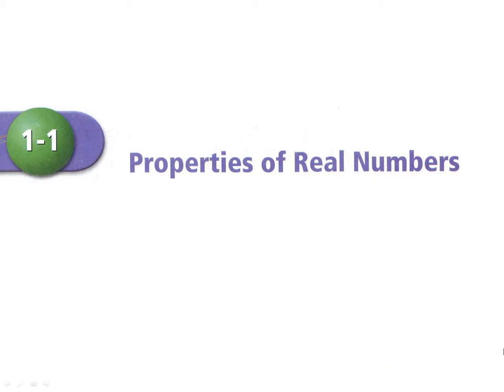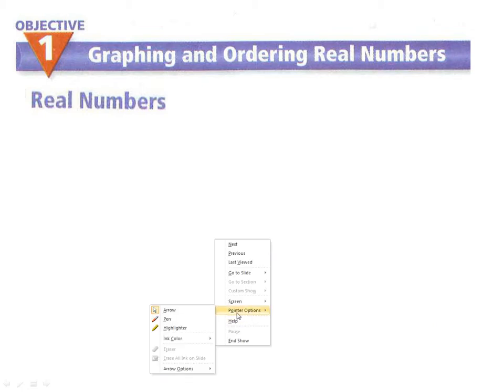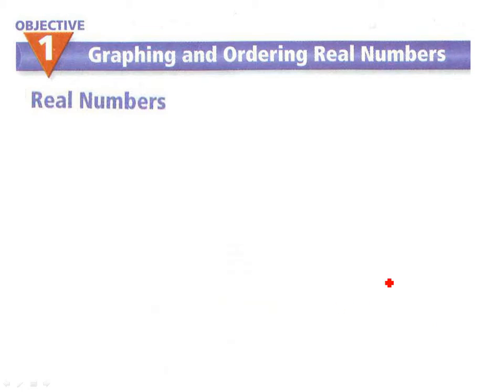Alright, welcome to Algebra 2, and we're going to jump right into the class with Chapter 1, Section 1, Properties of Real Numbers. To get started, our first objective is graphing and ordering real numbers. There are real numbers and there are imaginary numbers, and we're not going to deal with imaginary numbers today. We'll talk about those later on in class.